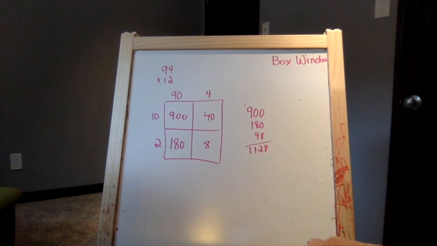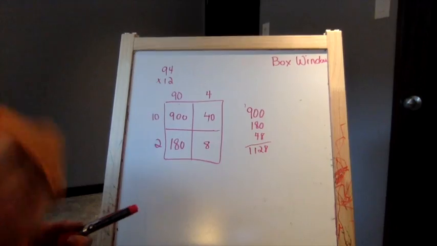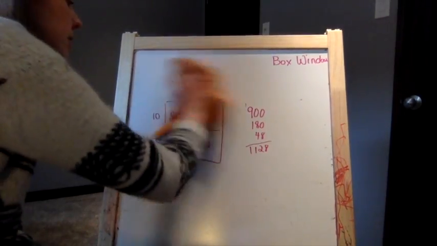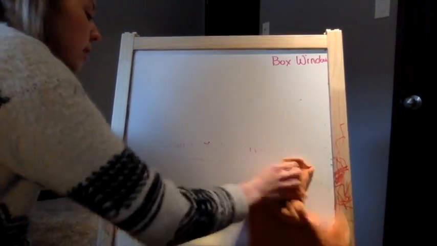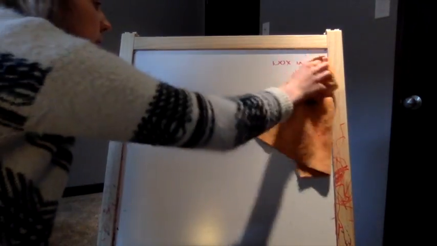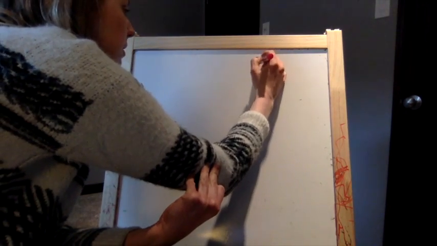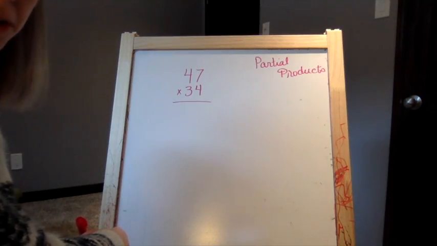We're going to move on to the next one, and I'm going to use partial products for the next one. So the partial product strategy for the next one, again, if you want to use Grandma Grandpa's way or box window, go for it. So let me erase my work here. And then I'm going to move on to 47 times 34, and I'm using first one I'm going to do for my partial product strategy.